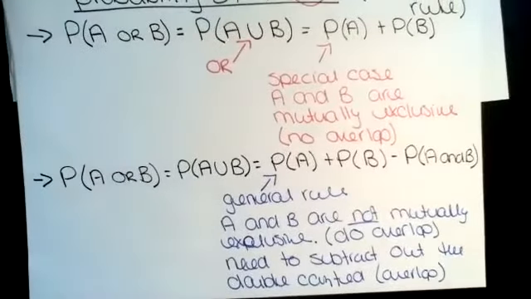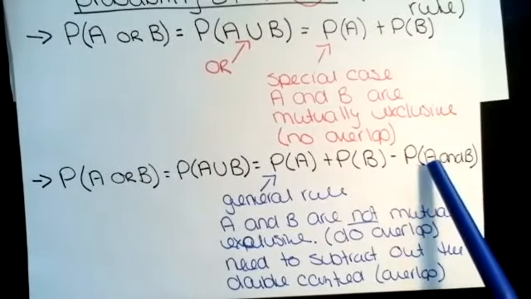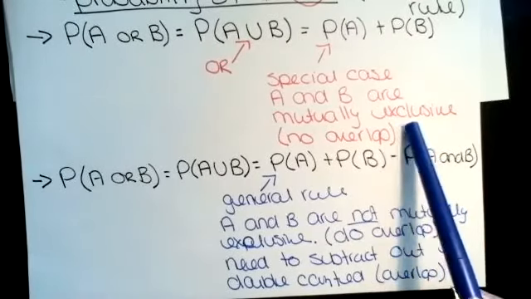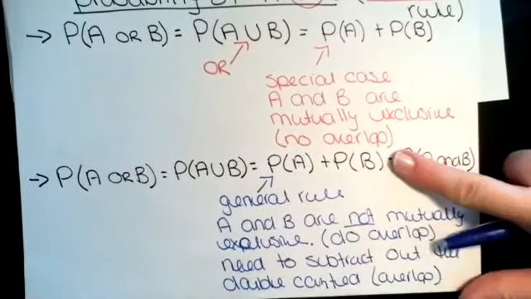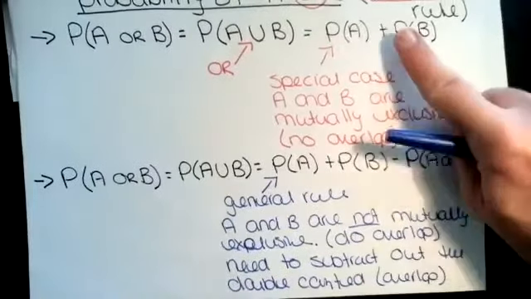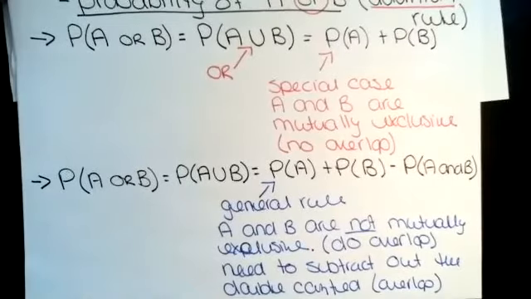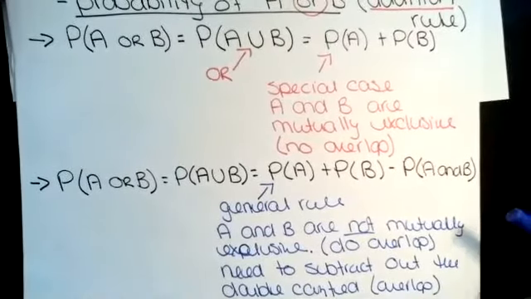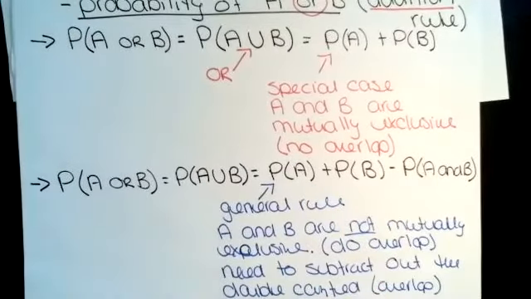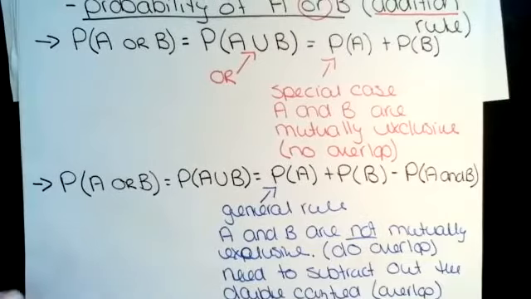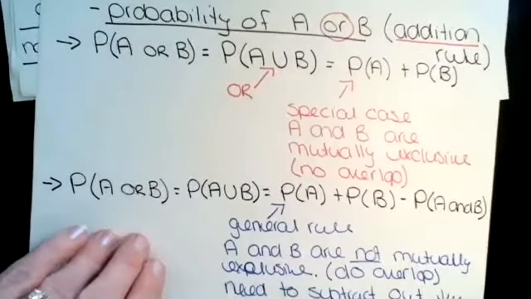Now I do want to mention you can always use the general rule. If they were mutually exclusive and you use the general rule, the overlap would just be 0, so it would be A plus B minus 0, which is still the same as your special case. You can't use the special case all of the time. The special case needs mutually exclusive events, or no overlap. But you can use the general rule all of the time, it's just that you'll have 0 here. That is my addition rule, for an OR problem.